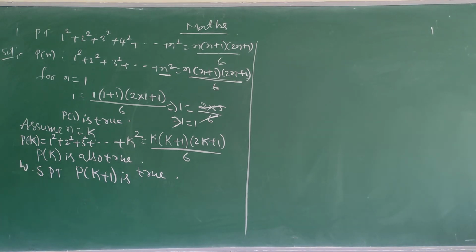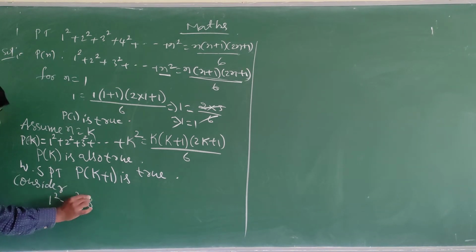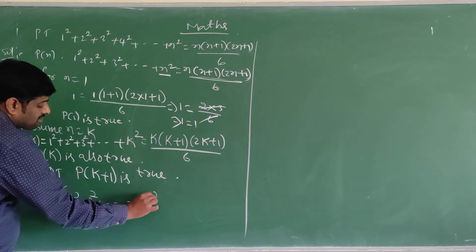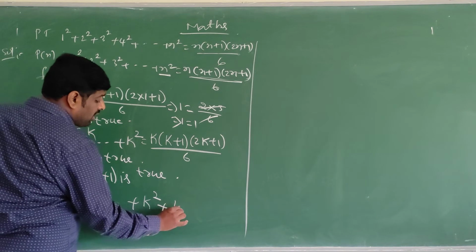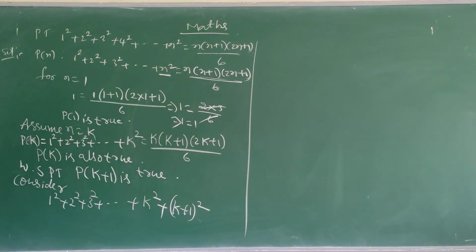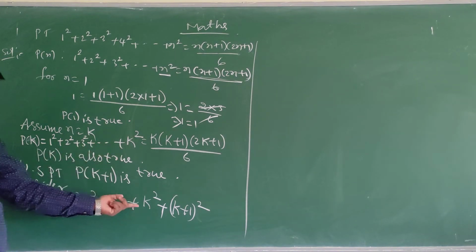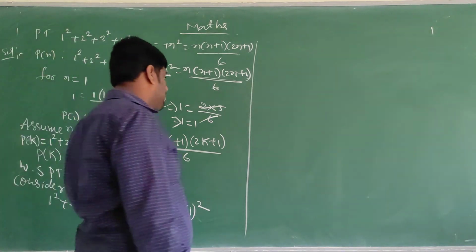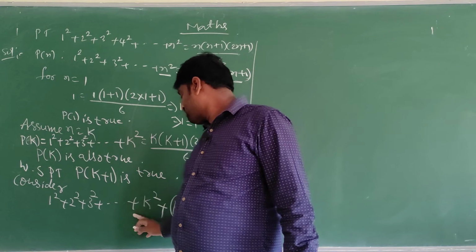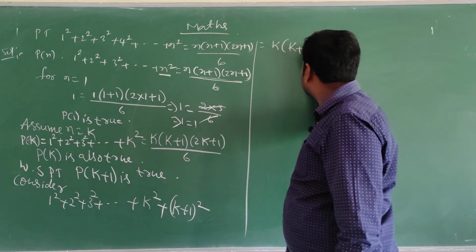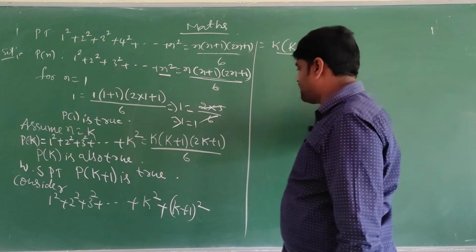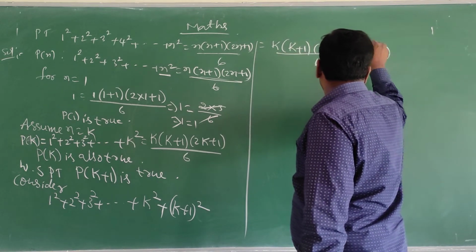To prove that P of k plus 1 is true, I have to take the LHS of P of k. That is, consider 1 square plus 2 square plus 3 square plus so on plus k square plus the next term, the extension to k plus 1, that is k plus 1 whole square. This LHS should be written up to the extension of k plus 1 whole square. Now 1 square plus 2 square plus ... plus k square has this value: k into k plus 1 into 2k plus 1 divided by 6 plus k plus 1 whole square.